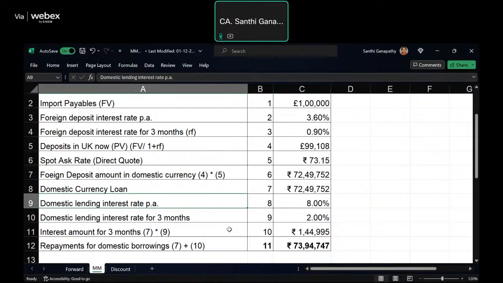The idea is, if you have a foreign currency payable, there is a foreign currency liability. Therefore, you have to create a foreign currency asset so that you can meet that liability. If you want a foreign currency asset, you should be depositing in foreign currency. If you have to deposit in foreign currency, you don't have the money, so you have to take a loan. The foreign currency liability will be met with the foreign currency deposit receipts, whereas you have to settle the domestic loan which you have taken. That is the idea.